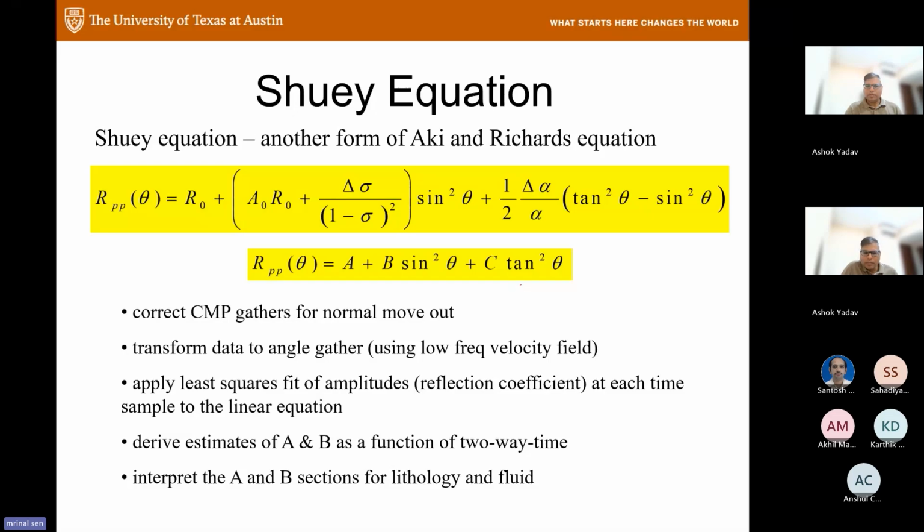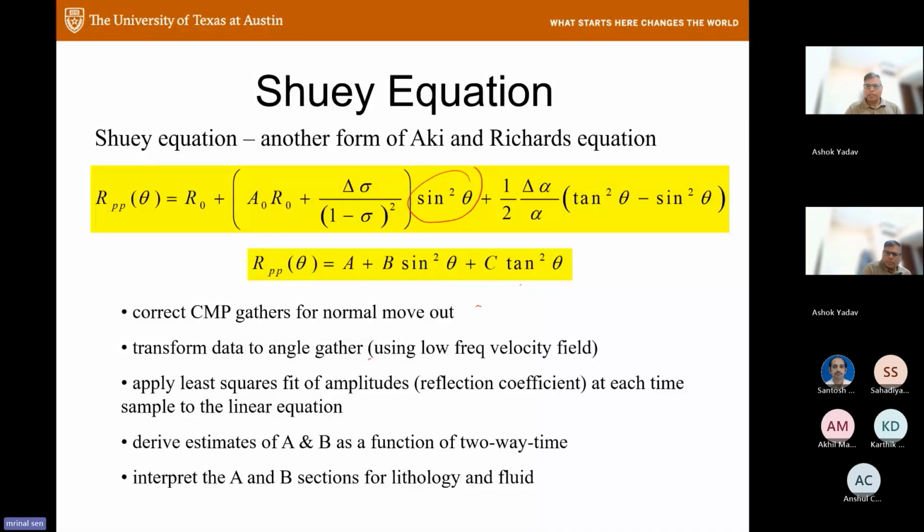So you correct the CMP gathers, and you can transform the gathers to angles. So these are all angles, right? And then you can fit this curve. So you can derive A and B, and people made lots of money by showing how A and B actually change for different kinds of lithology and fluid.